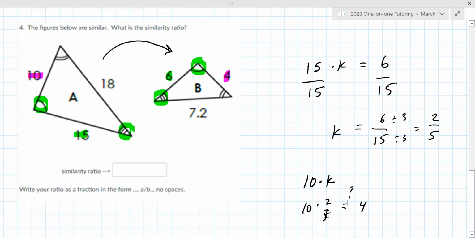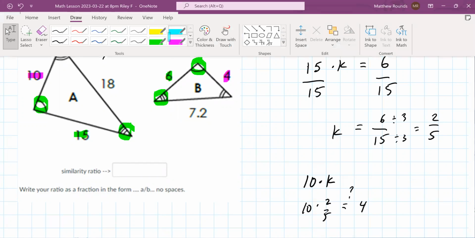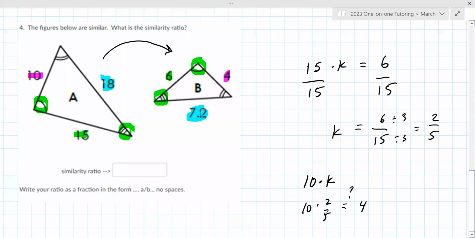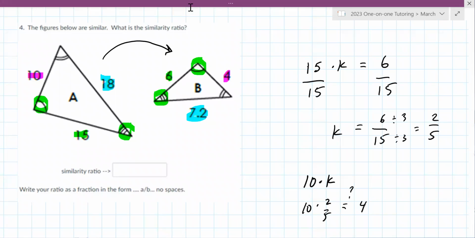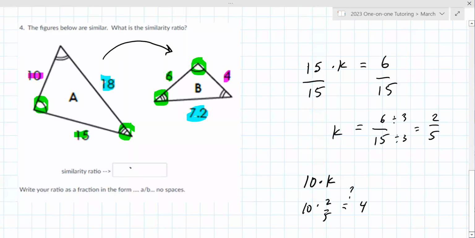I mean, you can grab a calculator, it does. But you should check, because like, what if it didn't? That means you've chosen the wrong side, or maybe made an error somewhere. And then you should similarly check that 18 goes to 7.2. And it does. So we know, in fact, that 2/5 is the ratio there.